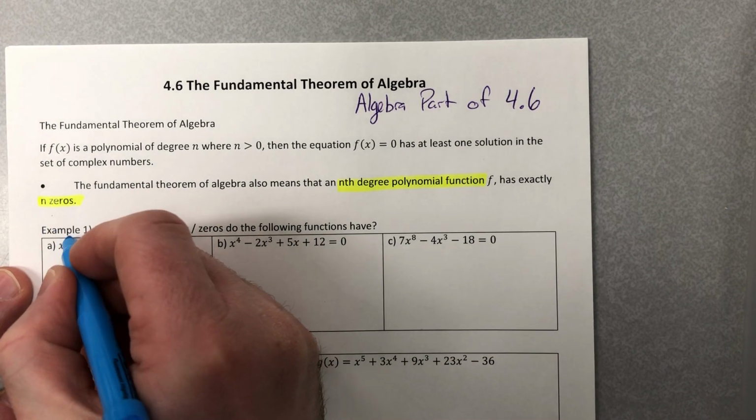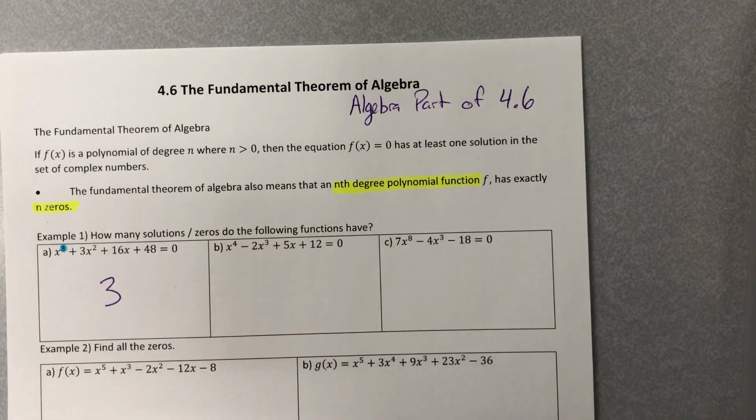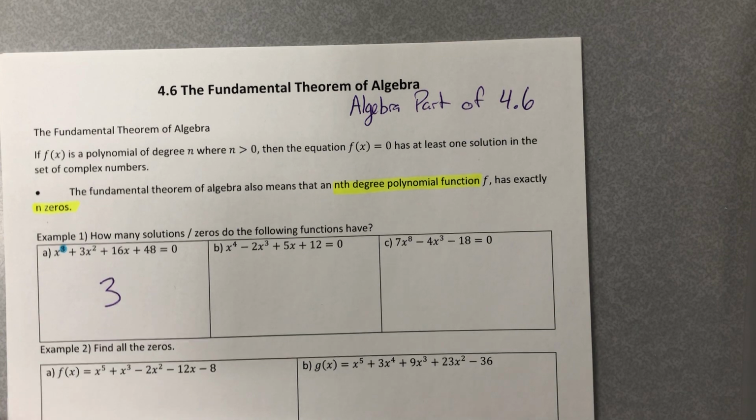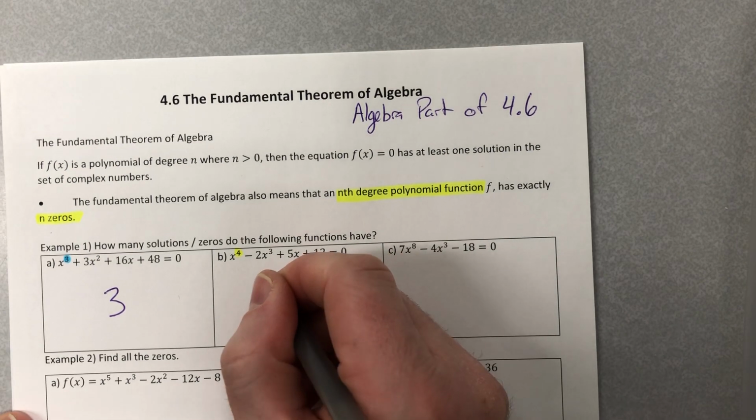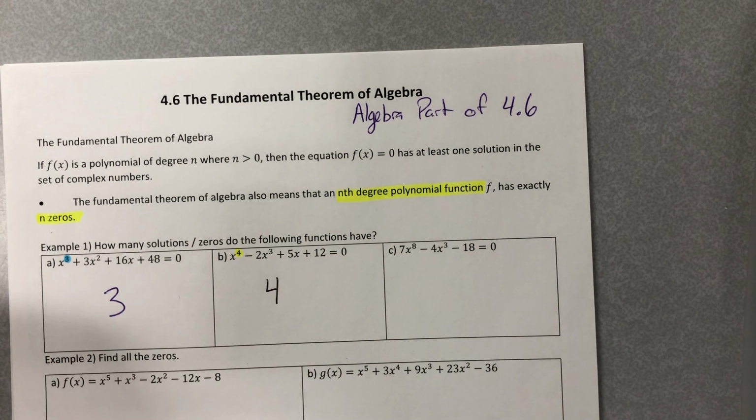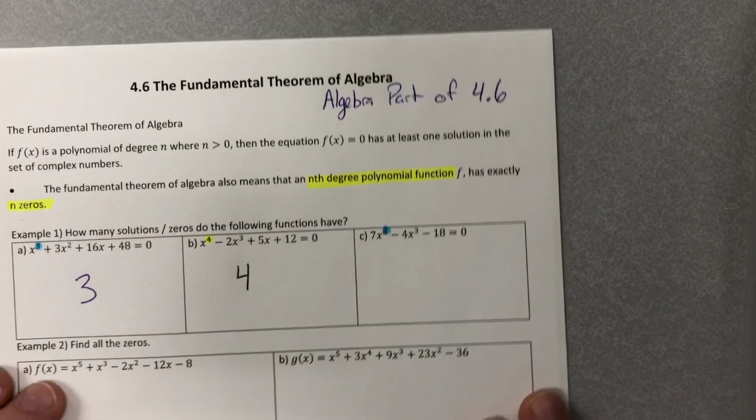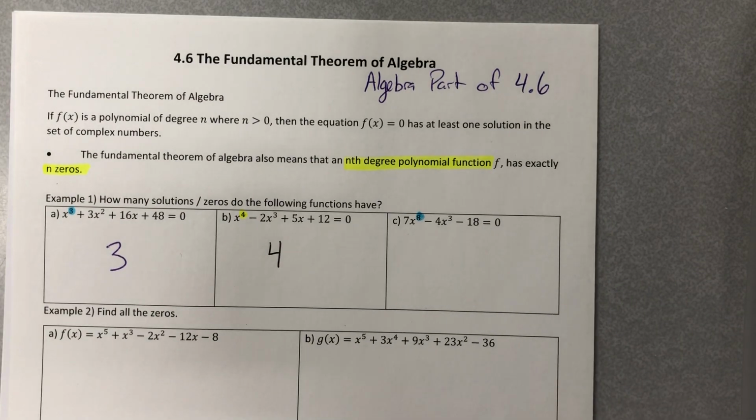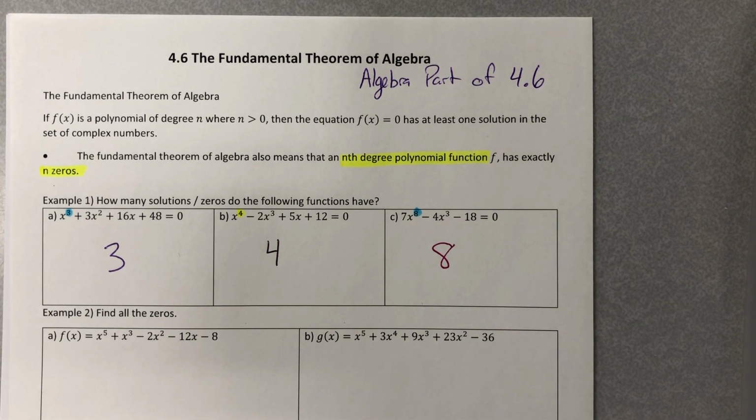So for example 1, that's all they want us to know. We look at the degree. For example A, the degree is 3. This has 3 solutions, or zeros. For example B, we notice there's 4, so it has 4. And for example C, that's an 8. Sorry, my paper just spun there. So this one would have 8 solutions. That's all it's telling you to do. That's just kind of showing you what it's really talking about.